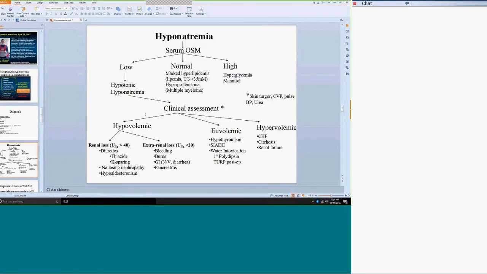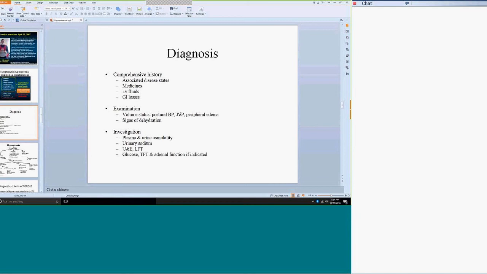I think examination is also quite important. So look for hypo- or hypervolemia, dehydration. But the key tests are these, actually the first two: plasma and urine osmolality and the urinary spot sodium are among the most important tests to differentiate the cause of hyponatremia. Apart from that, U&E, electrolytes, liver function tests, thyroid function tests, and adrenal function tests and cortisol may be indicated in some patients.